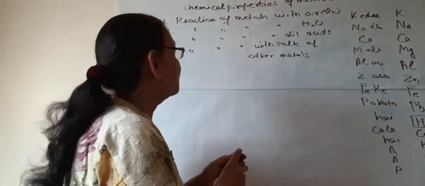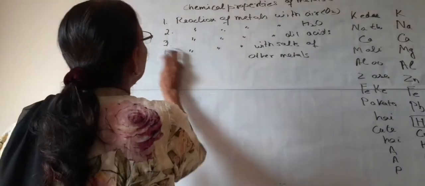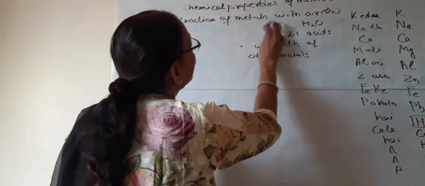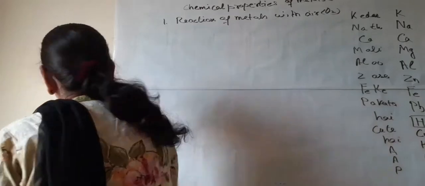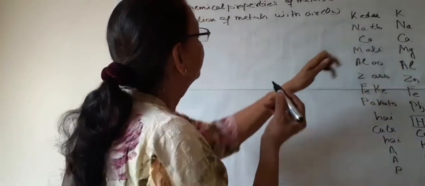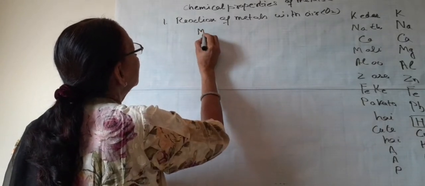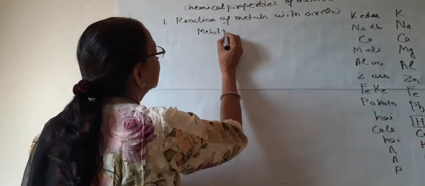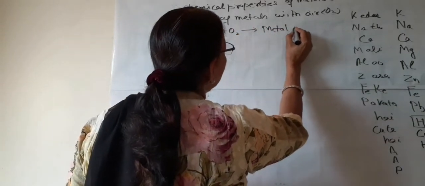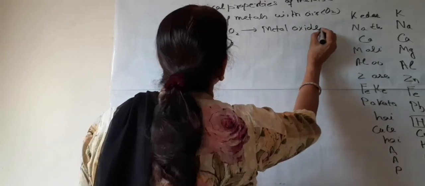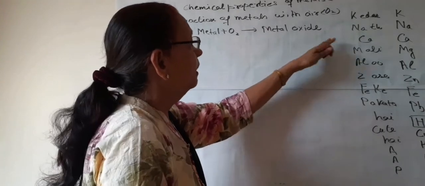First is reaction of metals with air or oxygen. In air, we will take only oxygen. So the first is, when metal plus oxygen, what do they form? They form metal oxide. All the metals with oxygen form metal oxide. We will take a few.